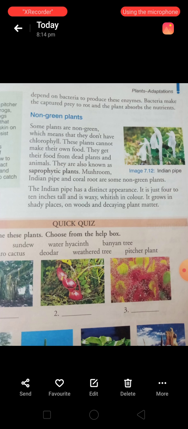So with this we have completed the lesson. Students, go through the lesson once again so that you can understand it well, and I have given some homework for you. Please do this homework and send it to me. Thank you.